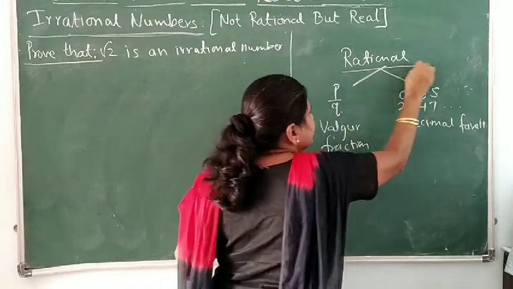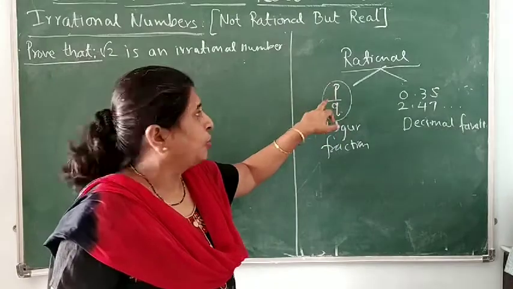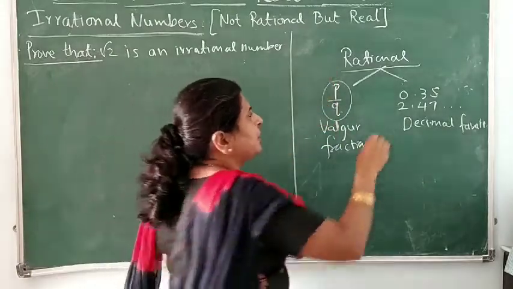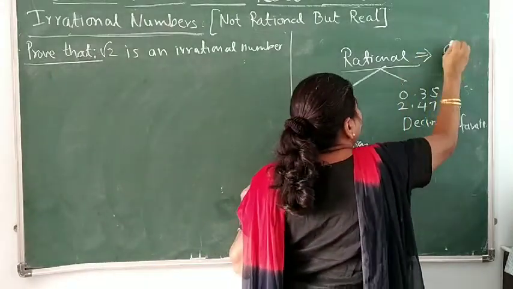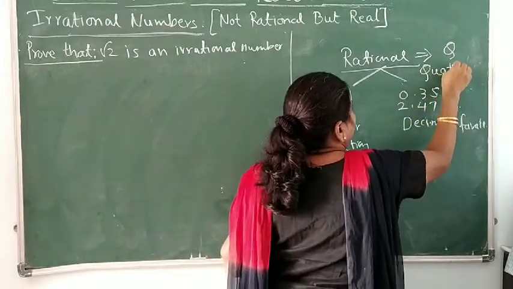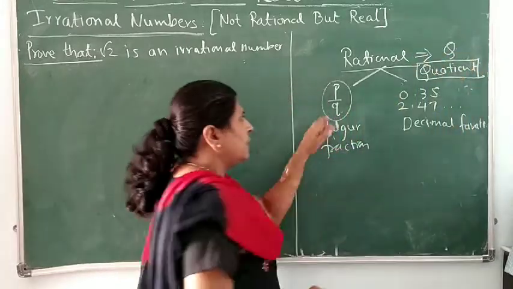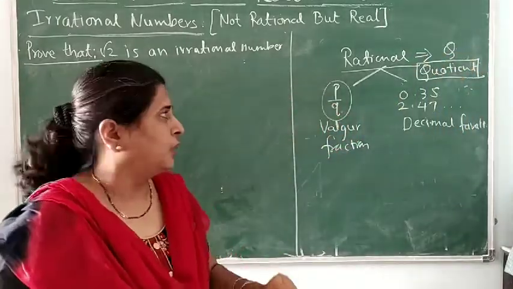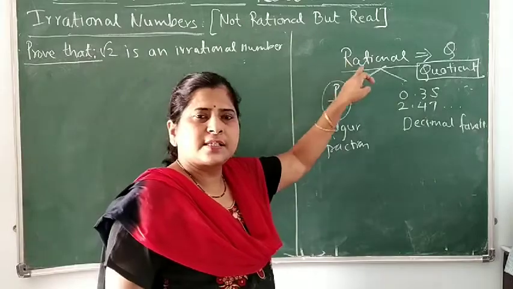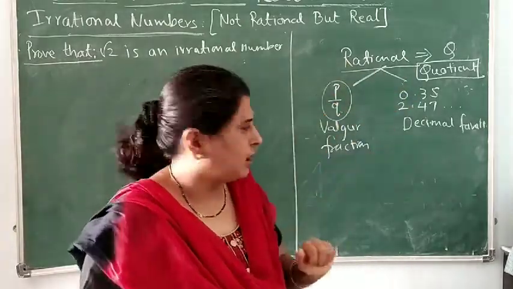Now, as these rational numbers are represented as a division P upon Q, the set of rational numbers is denoted by the letter Q. Q stands for quotient. This is the quotient of P divided by Q, and that's why that set is shown by the letter Q. And R is the letter used for the real numbers.